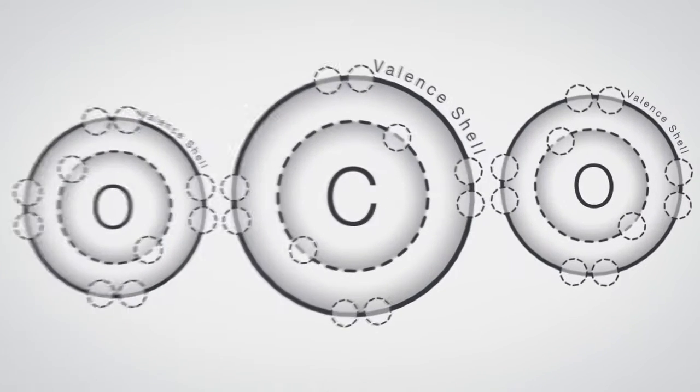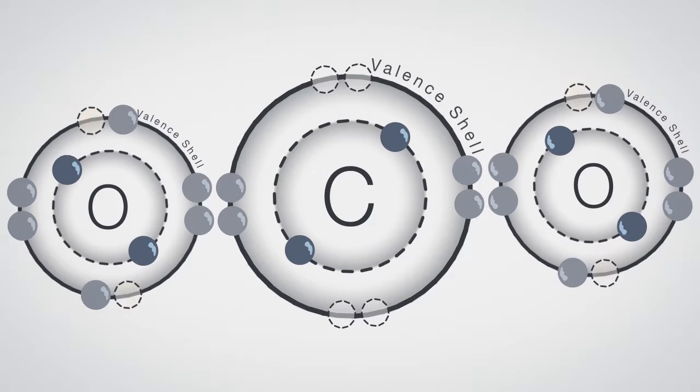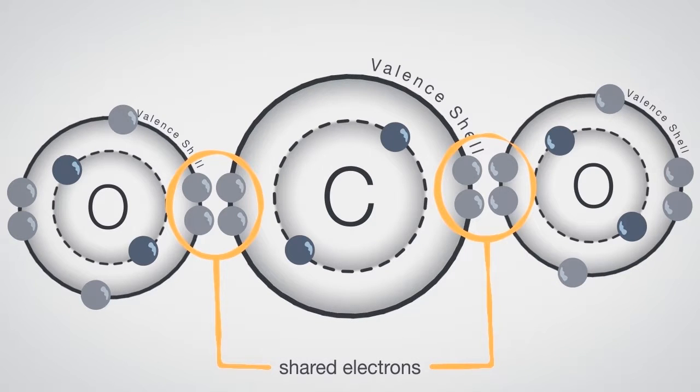Let's take a closer look at how this works. The carbon atom has 4 electrons in its valence shell and wants to gain 4 more for that total of 8. Each of the oxygen atoms have 6 electrons in their valence shells and want to be full and balanced too. So what do they do? They share electrons. The carbon atom will share 2 electrons with each of the oxygen atoms, which in turn share 2 electrons as well. So everybody in this situation is full and balanced.